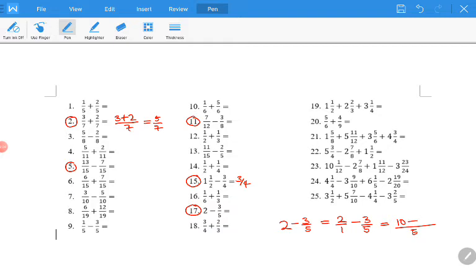Then minus, here we don't have to change anything. So it's just 3 over 5. So the answer here is 7 over 5. Which then reduces to 1 and 2 over 5. So the answer here is 1 and 2 over 5.